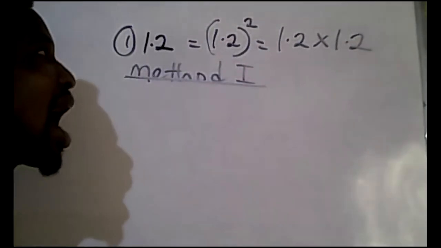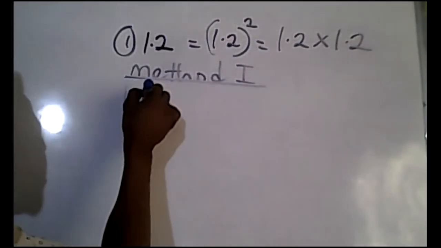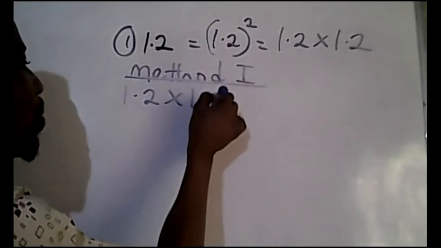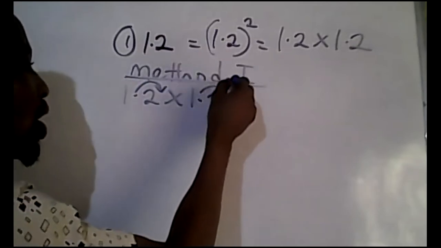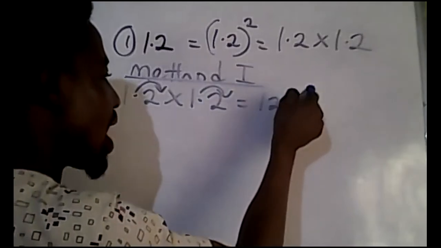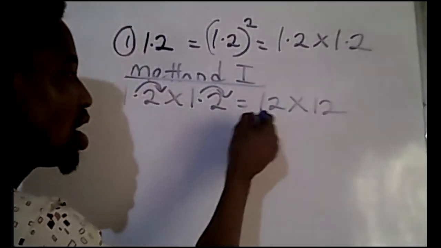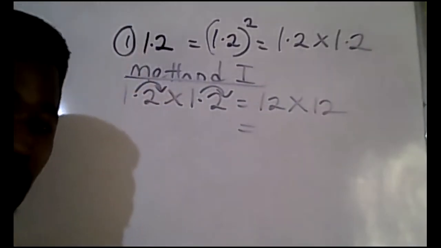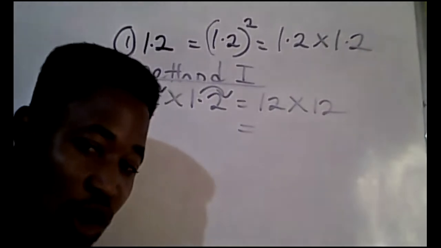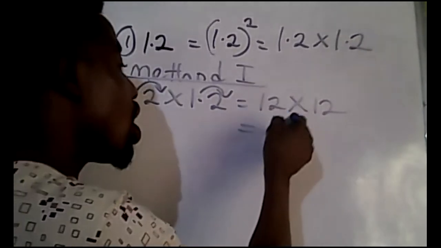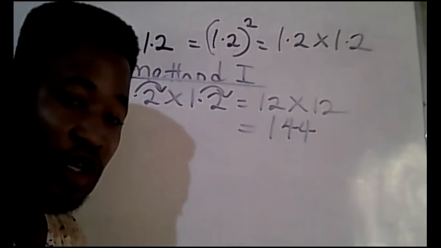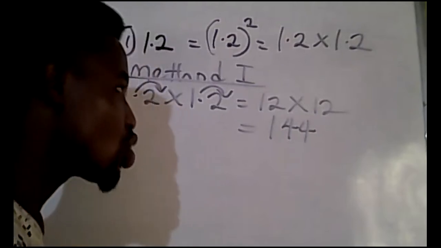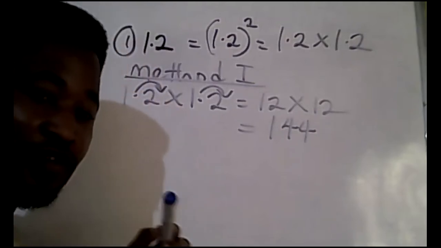Now, the first way of doing it, which I can call method 1, is to change that decimal to fraction. How? Just remove the point. It becomes a whole number. Take out this point and take out that point. So you have 12 times 12. Somebody tell me what the answer is. 12 times 12 is 144. A round of applause for yourself. Yes, you got it right. 12 times 12 is 144.